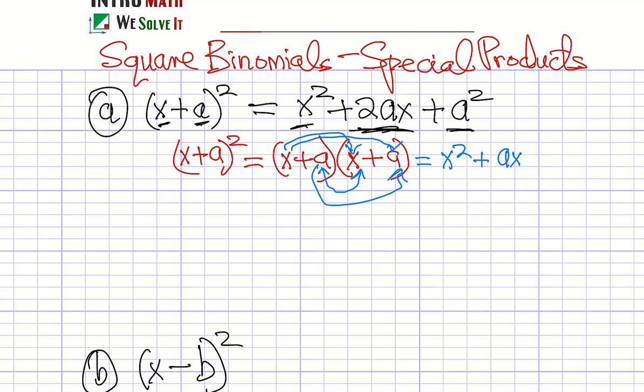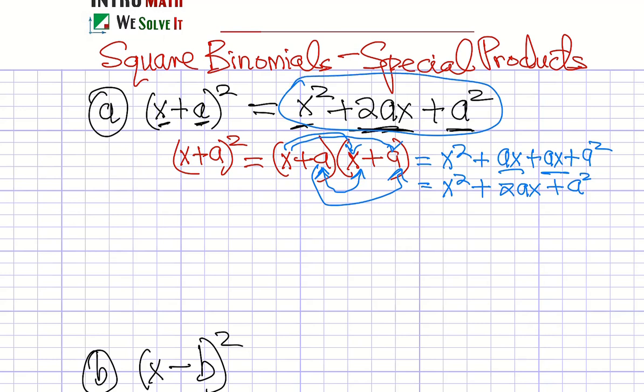And then we're done with x. Let's start with a over here. A times x, we'll have another ax. A times a, we'll have a squared. You see that, right? So when you simplify, you get x squared plus 2ax plus a squared. That's how they arrived at that.